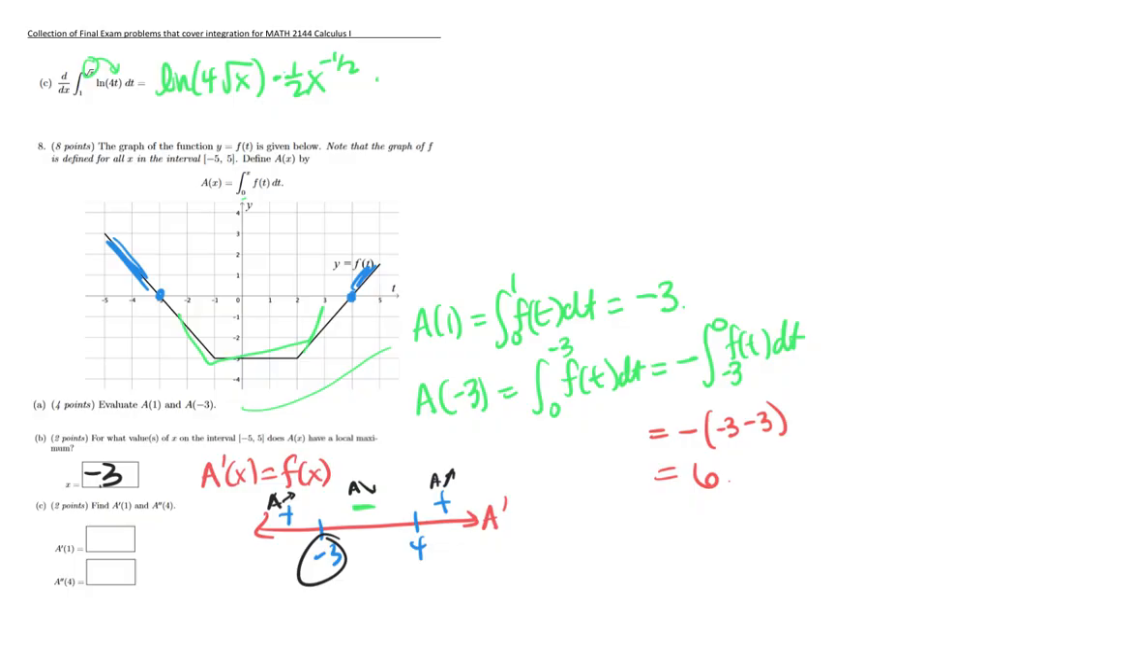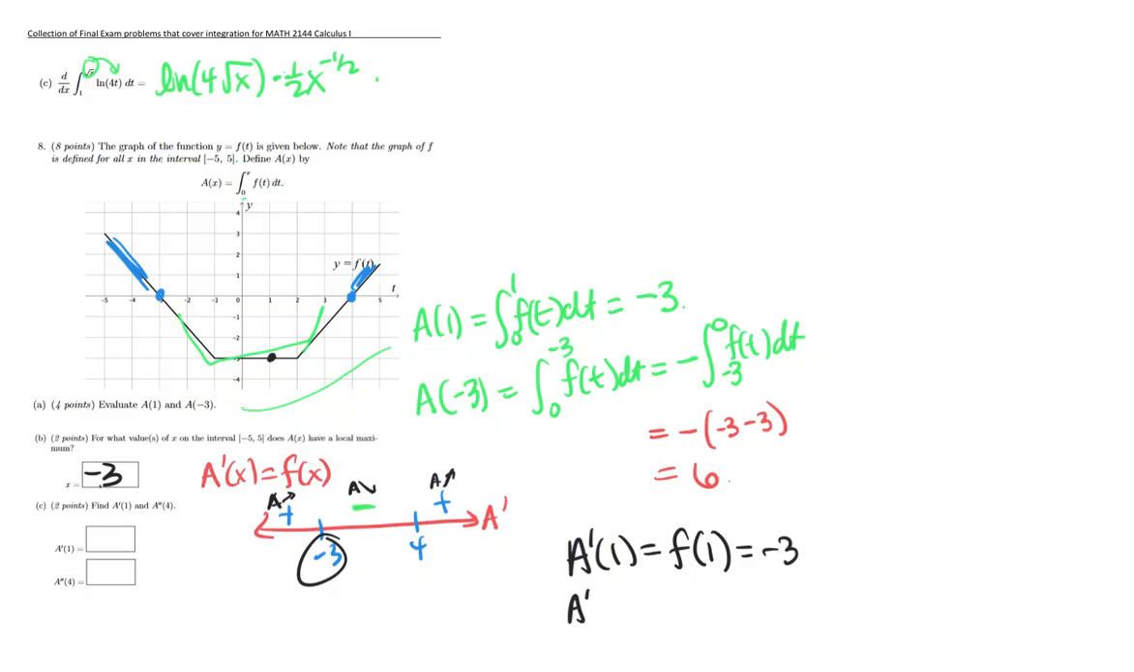Then it says find a prime of 1. So a prime of 1 should be f of 1. Because remember, a prime of x is f of x by the fundamental theorem of calculus part 1. And so f of 1 is -3.